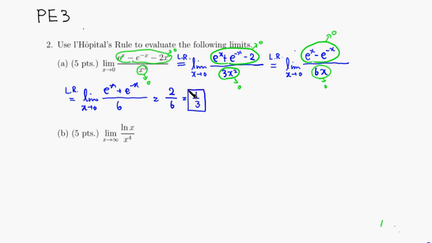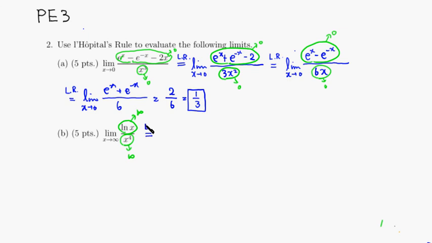Alright, so that's part A. How about part B? As x approaches infinity, obviously this goes to infinity. Infinity to the 4th power is infinity. And even though this is a very slow growing function, as x approaches infinity, natural log of infinity is still infinity. So we have an infinity over infinity.